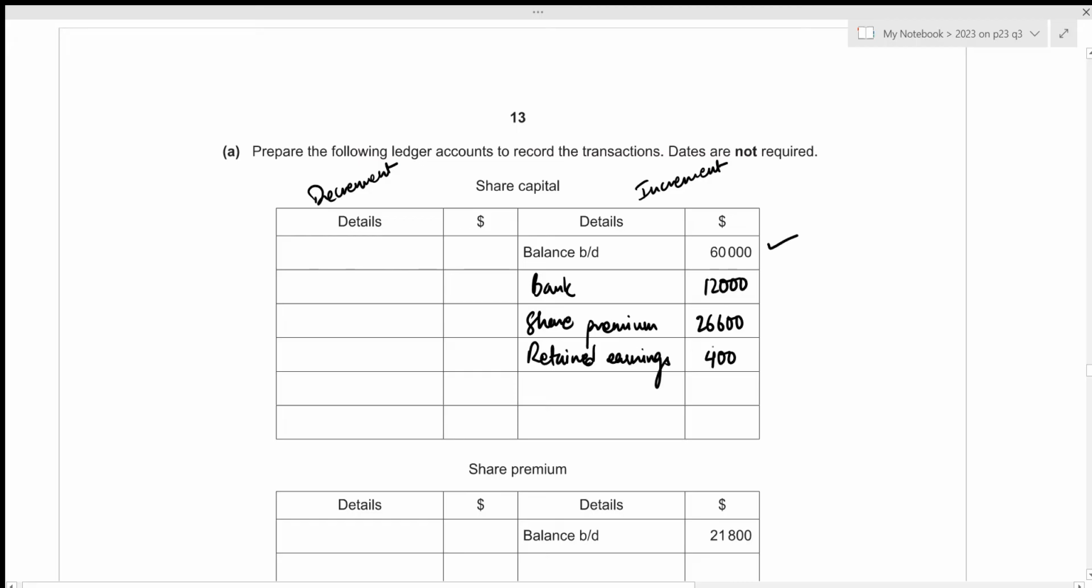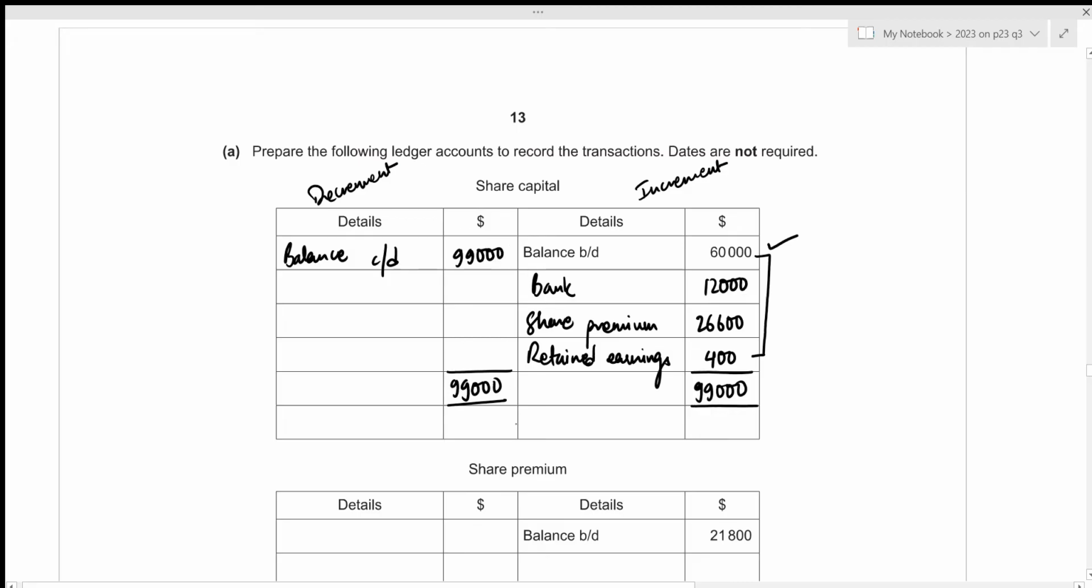That is all the changes within our share capital, which means that we can now calculate its closing balance. Since the opening balance is on the credit side, the closing balance will be on the debit side right here. So we first need to calculate the total from the credit side. That will be 60,000 plus 12,000 plus 26,600 plus 400, which results in 99,000. And since we do not have any other items on the debit side, that will be our closing value.